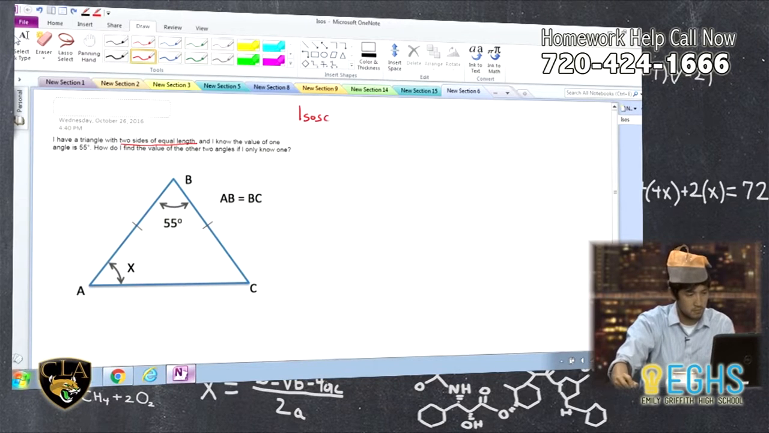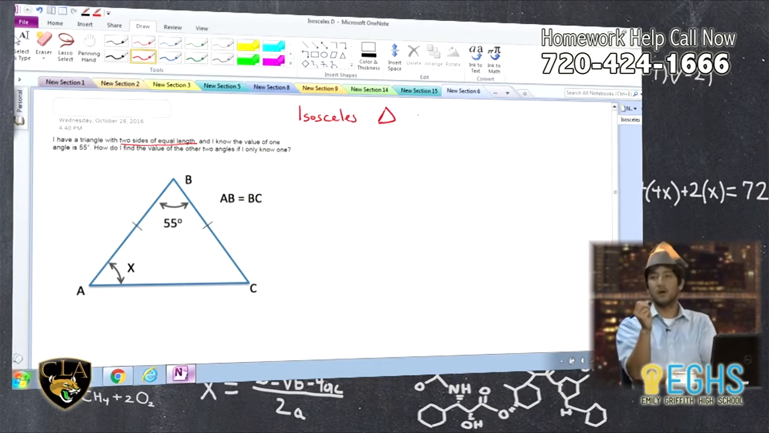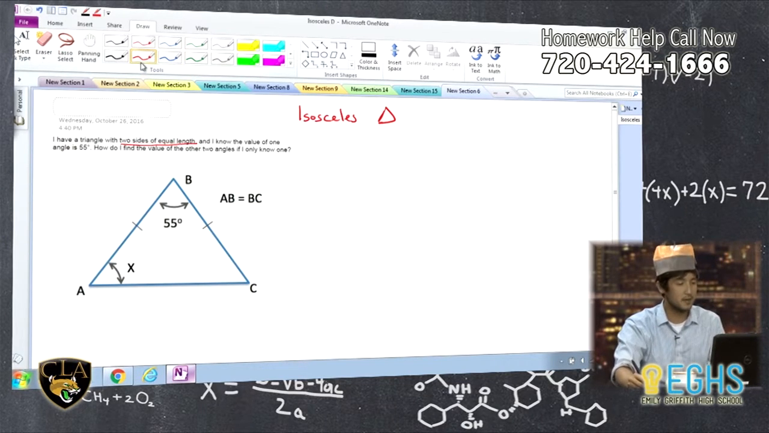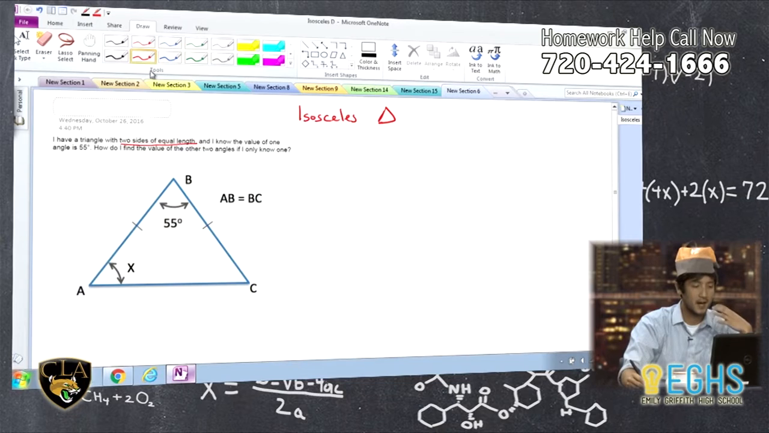There are a couple things that we know about that. If we have two sides of equal length, we also have a couple angles that are the same. It's important to note that, because if this were not an isosceles triangle, I'll get into it in a little bit, we would not be able to figure out these angles.